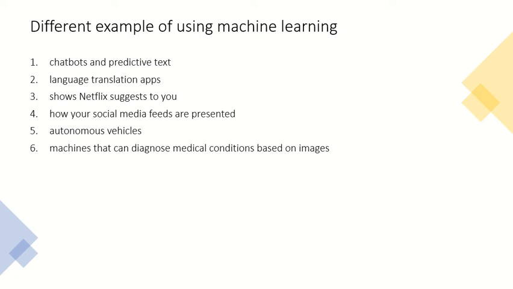Or for example, in social media, when different videos are suggested to us, it is also a use of machine learning. Or autonomous vehicles, it is also machine learning, and machine learning is really helpful in other sciences. In medicine, for example, it can make it possible to diagnose a medical condition based on a picture or image of a patient.